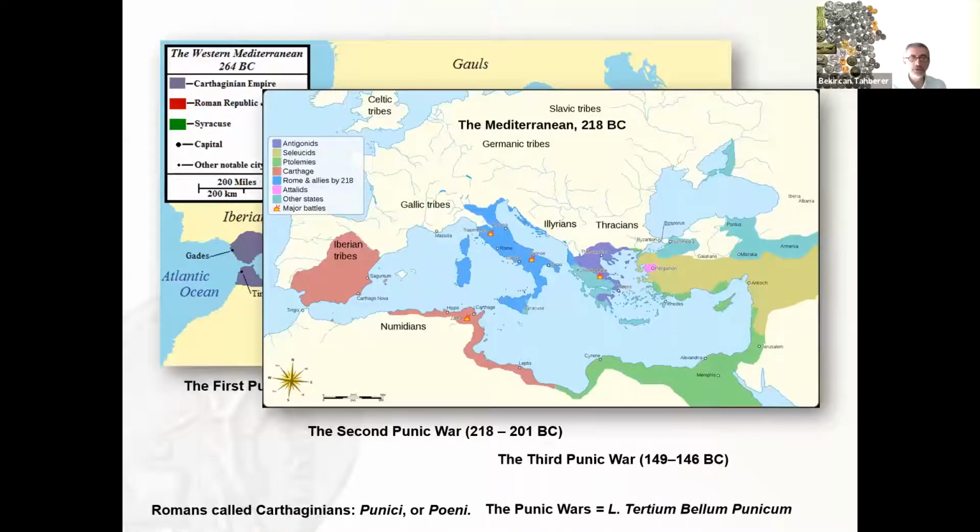And the Romans called Carthaginians Punici, or Poeni, hence the Punic War, Tertium Bellum Punicum. So in Turkish, we call them Phoenicia. So the ancient name is quite similar to what they are called in some languages in the Middle East.